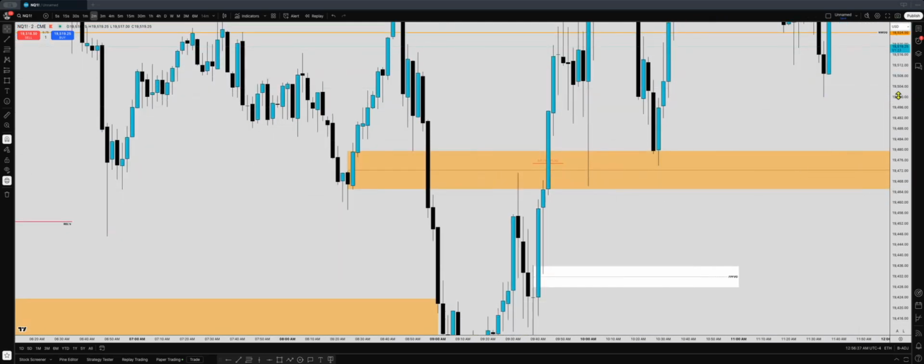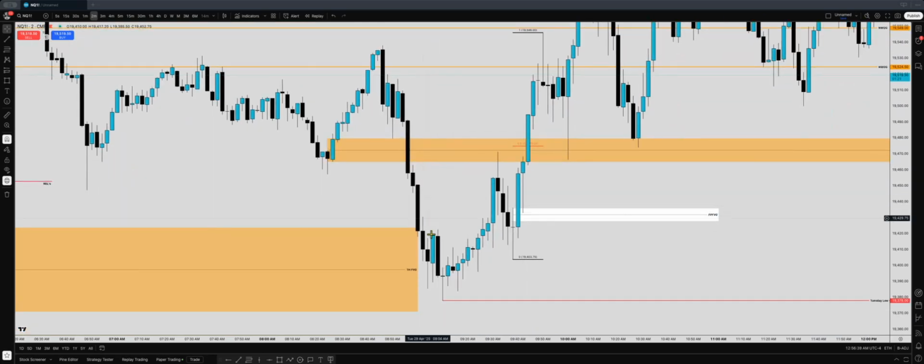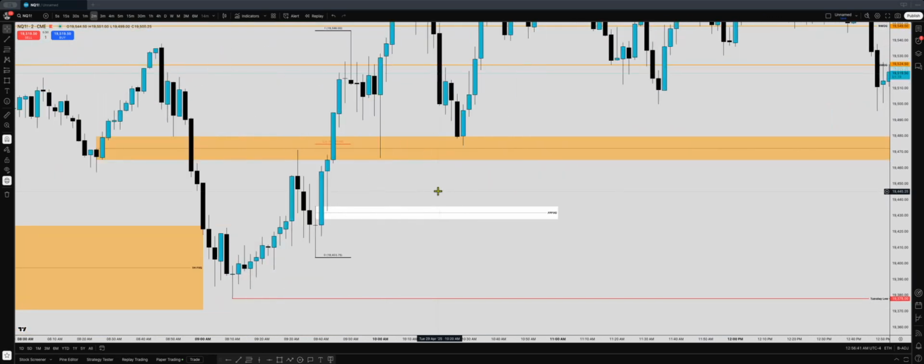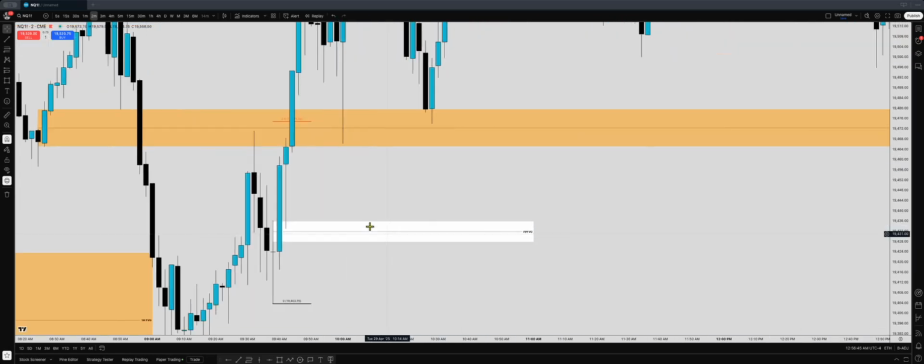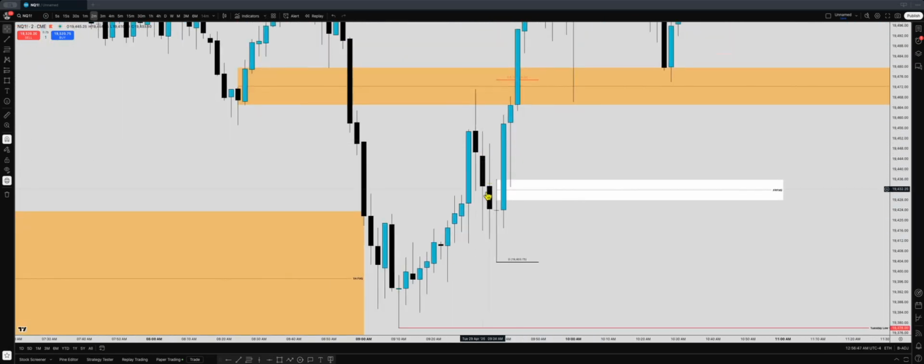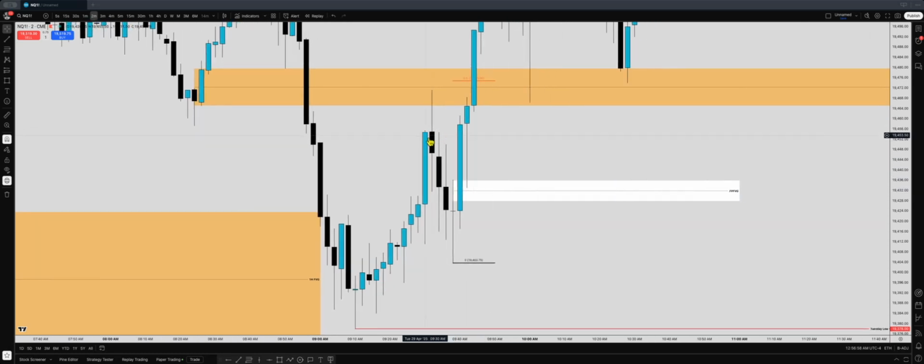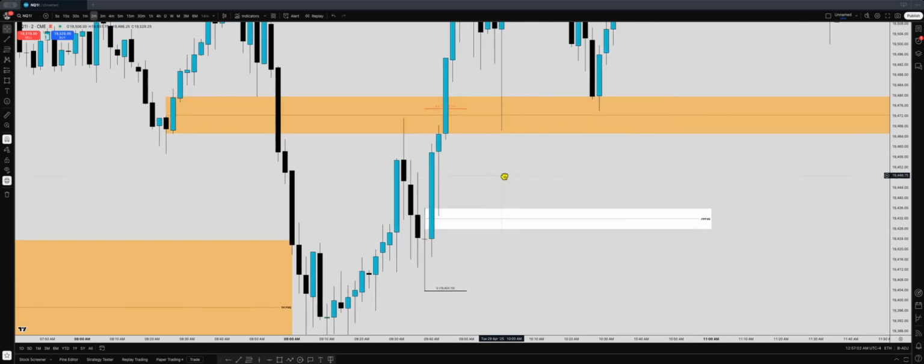All right, it plummets, goes back down, and then right here, we have a 2 minute. However, there's no inverse and no fair value gap. So even though it closed above, this would not have given us an entry, or at least an opportunity to enter.